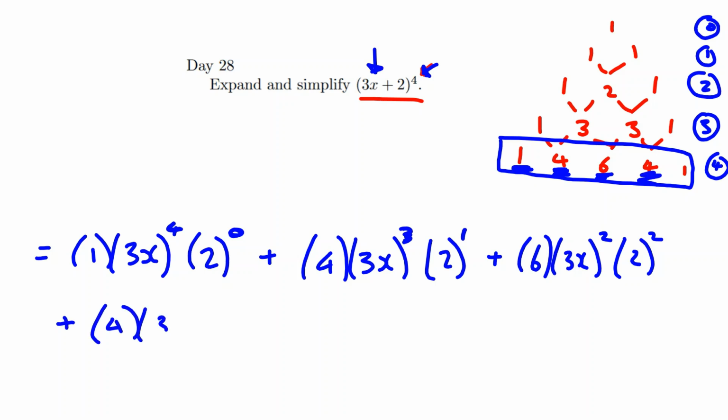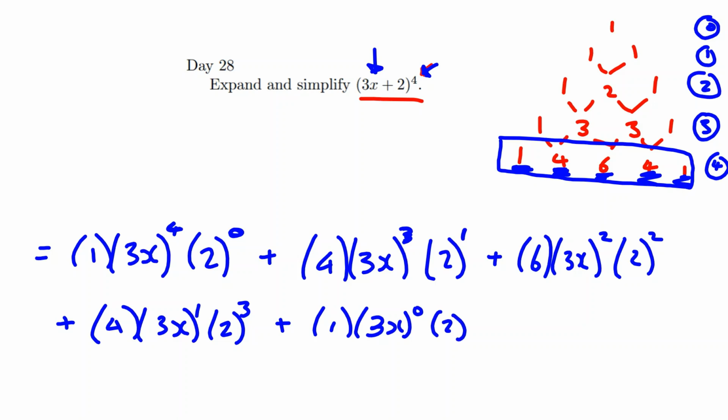Then 4, 3x to the power of 1, 2 to the power of 3. And we finish off with the coefficient 1, 3x to the power of 0, and 2 to the power of 4.